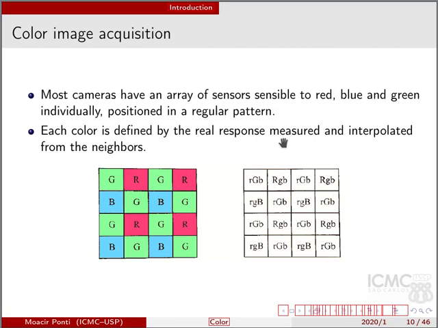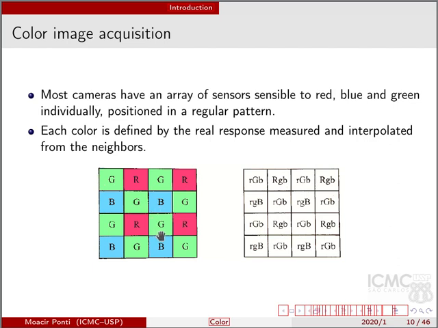In cameras, we have an array of sensors that are sensitive to red, blue, and green. In a regular camera, we have a mosaic of sensors with filters that allow them to be sensitive in different wavelengths respective to green, red, and blue. Each color is defined by the real response measured and then afterwards interpolated from the neighbors.